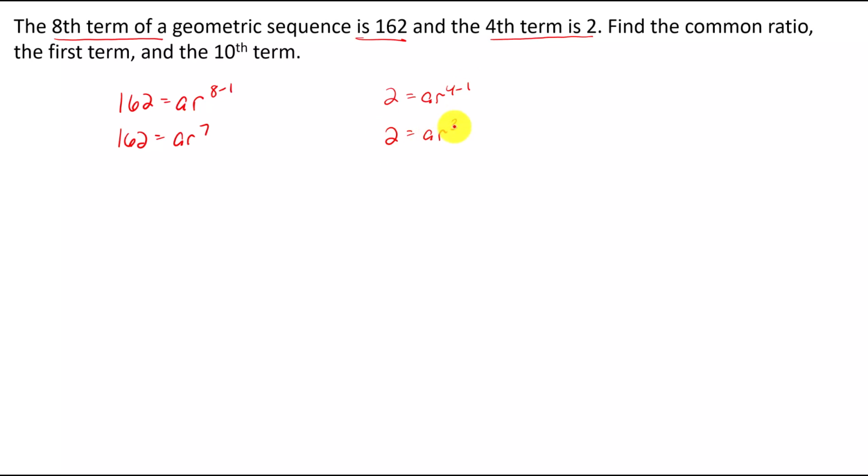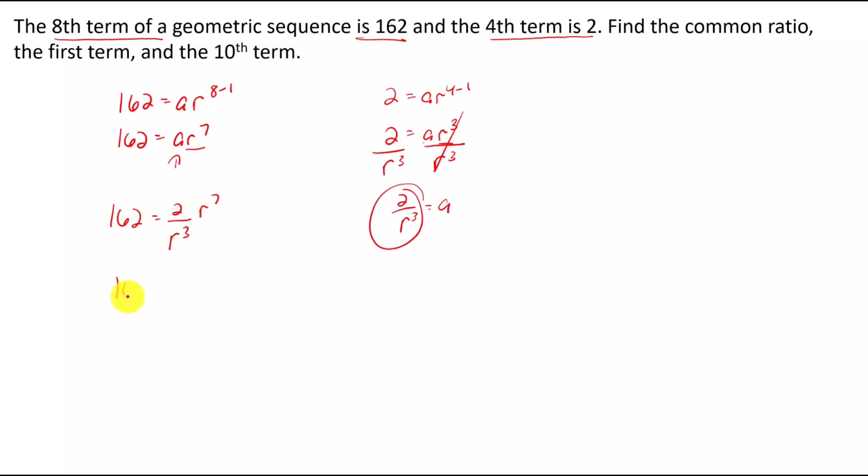And of course we simplify this and we get a r to the 3rd. Okay, again, what you're going to do is look at this: this r has a 7th power, this r has a 3rd power. So this is the r with the smallest exponent. So this is the equation we're going to be working with, and we're going to solve for a. So we're going to divide by that r cubed. So 2 over r cubed equals a. So we're going to plug this into that a. So 162 equals 2 over r cubed times r to the 7th.